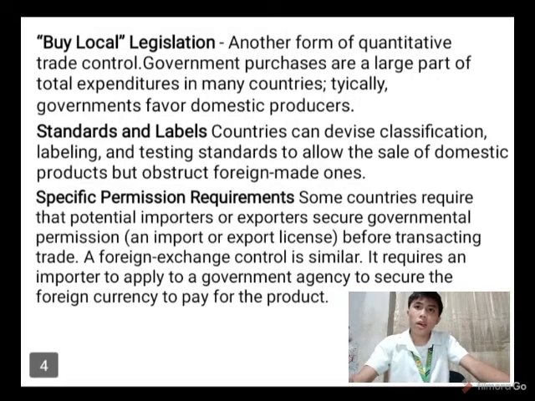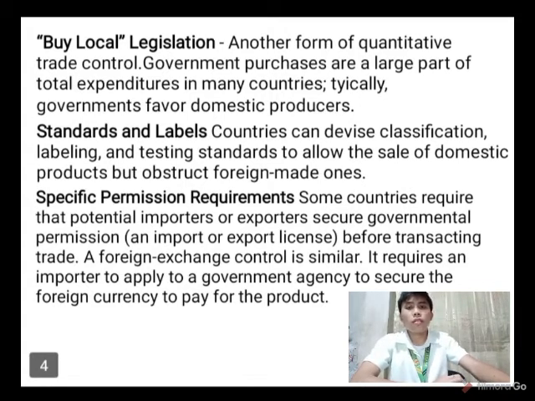Next is buy local legislation, another form of quantitative trade control. Government purchases are a large part of total expenditures in many countries. Typically, governments favor domestic producers. Through buy local laws, government purchases give preference to domestically made goods, and governments sometimes legislate a percentage of domestic content.